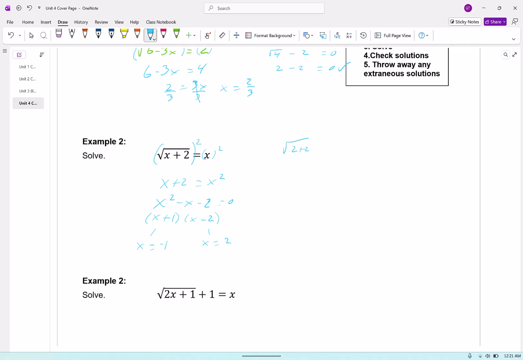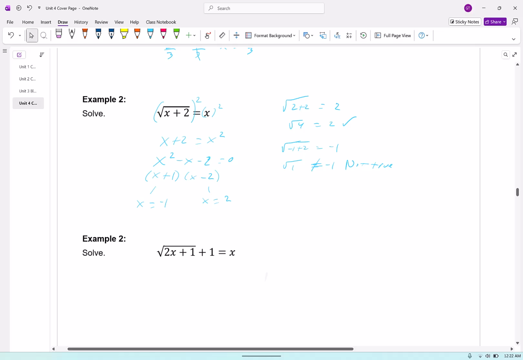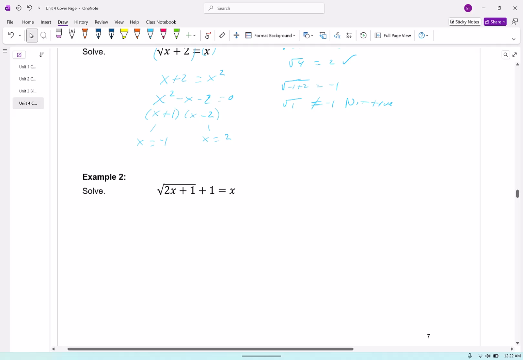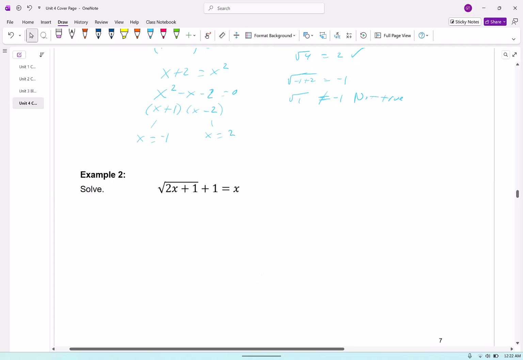The square root of 2 plus 2 equals 2. Yeah, the square root of 4 equals 2. That is true. All right, so then I got the square root of -1 plus 2 equals -1. I end up with the square root of 1 equals -1. Okay, not true. All right, so that would be an extraneous solution. Okay, so -1 would be extraneous. 2 would be the only solution to that problem.